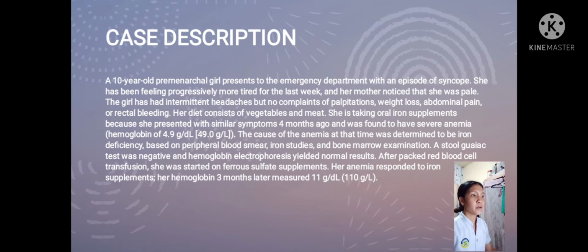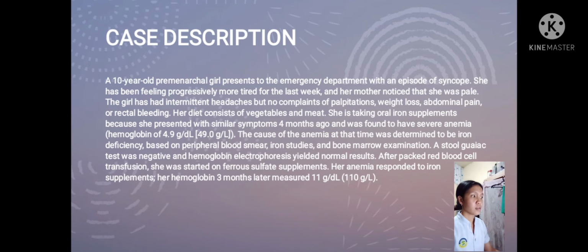A 10-year-old premature girl presented to the emergency department with an episode of syncope. She had been feeling progressively more tired for the last week, and her mother noticed that she was pale. The girl had an intermittent headache, and she complained of palpitations, weight loss, and abdominal pain or rectal bleeding.